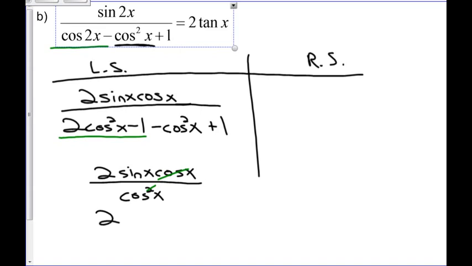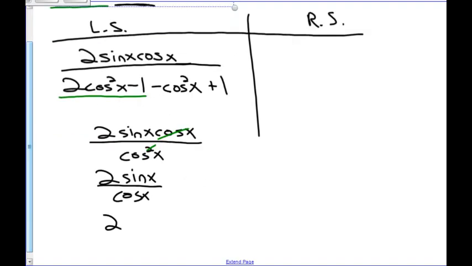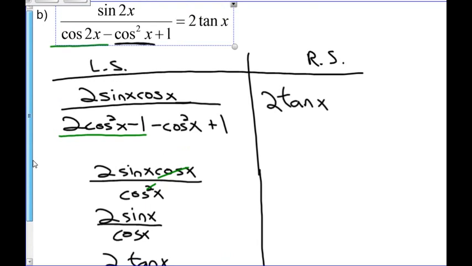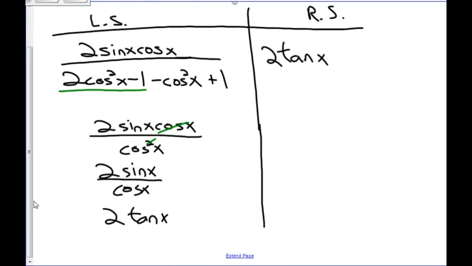So we have 2 sine x over cos x, and sine x over cos x is the definition of tangent. This side was 2 tan x from the original setup. So the left side equals the right side.